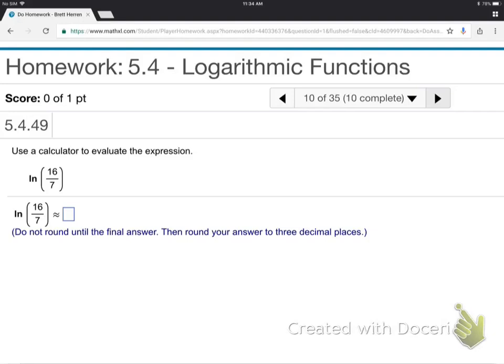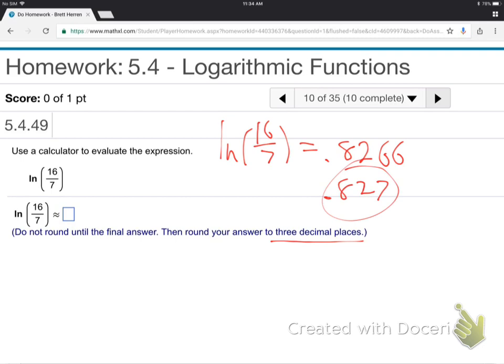Do you have your calculator? Hit ln of 16/7. I'll do it too. ln is on the left side over there. I'm getting 0.8266. I don't know how many places they want. 3 decimal places, so 0.827 then. Y'all getting that? You okay with that?